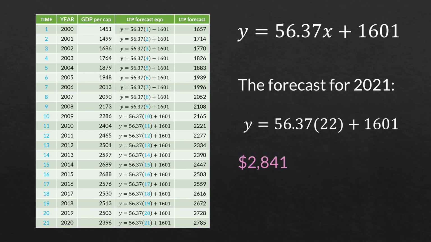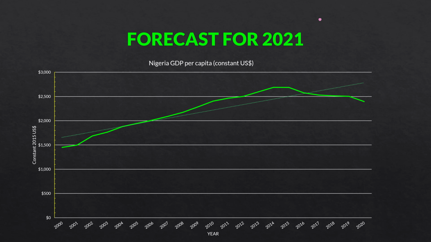So the forecast for 2021, that's our last unknown value here, is just substituting the time of 22 in, and we come up with a value of $2,841. So we graph that forecast and it looks like this. And automatically we can see a problem.